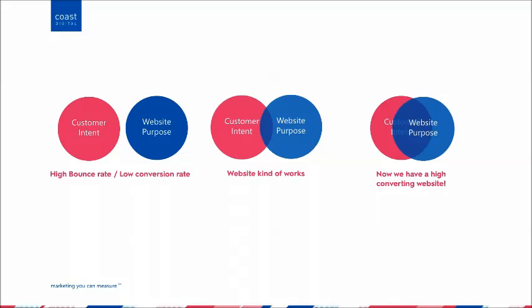But we should be aspiring to this diagram on the right where we have our big overlap between customer intent and website purpose. When this happens, we have a high converting website. So from personal experience, there's one website that does this well, and this is ASOS. There's a number of reasons why I think ASOS are great, and I'm just going to run through a few.